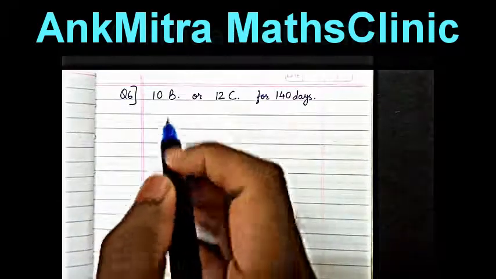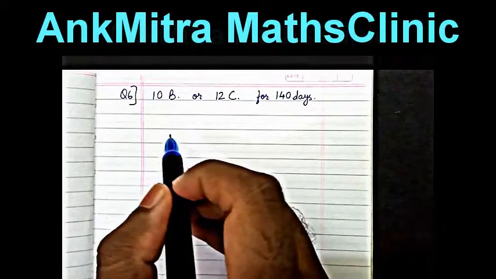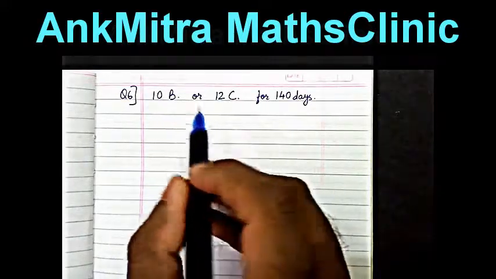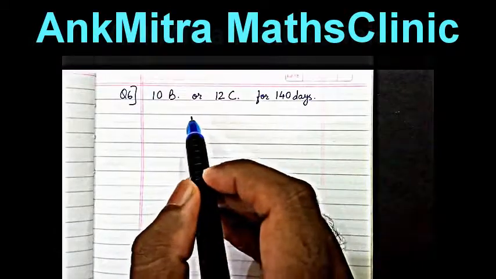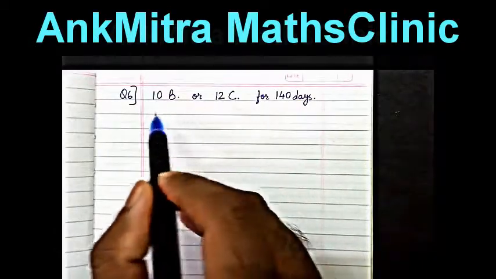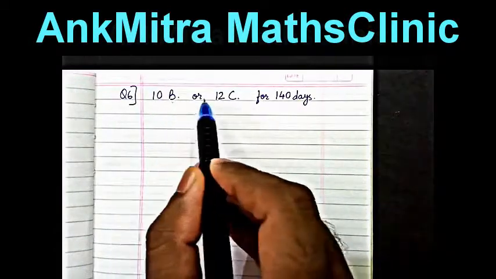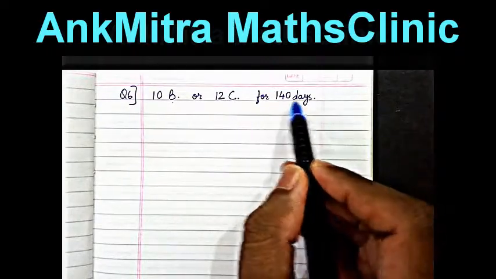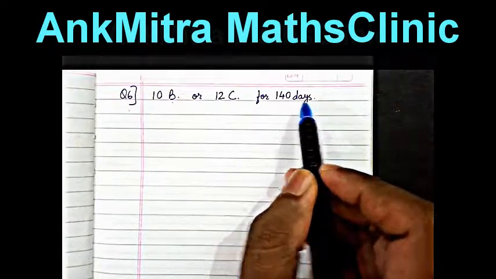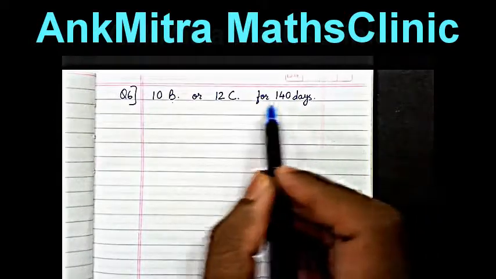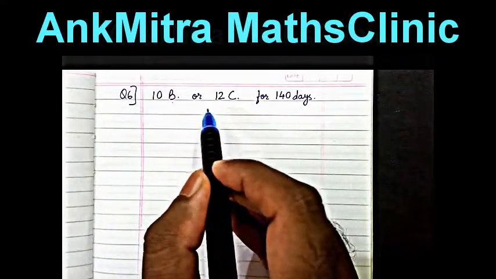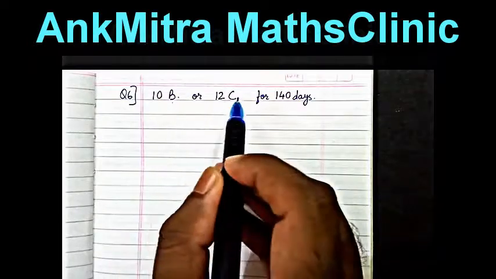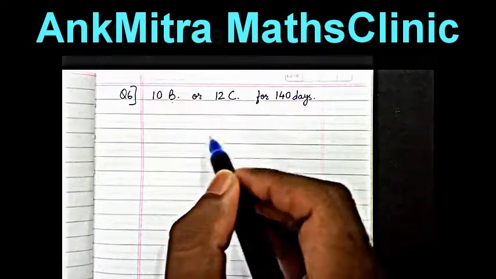This question looks a bit tricky, but using some simple logic, we can solve it. We are given that the quantity of grass in a meadow is enough to feed 10 buffaloes or 12 cows for 140 days. Now, we'll use this to find the ratio of the quantity of grass that one buffalo eats in comparison to one cow.